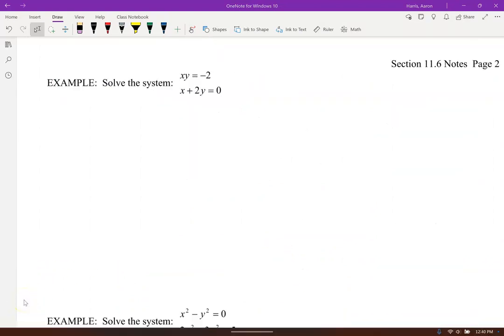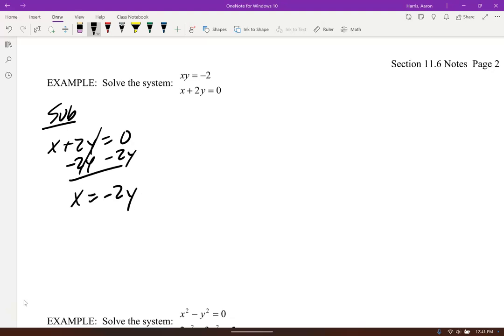Taking a look at this one, I would also solve this for a variable. I would probably take x on the bottom and I'd use substitution again. So let's use substitution because that bottom one, x is real easy to solve for. I just subtract 2y. So x is negative 2y.